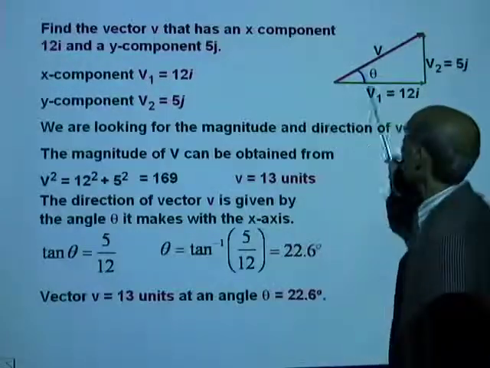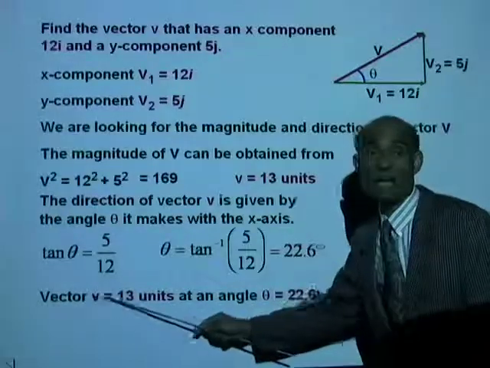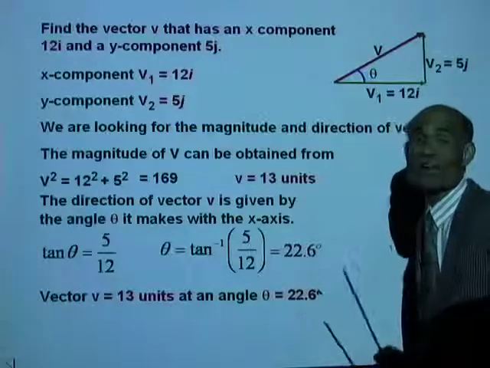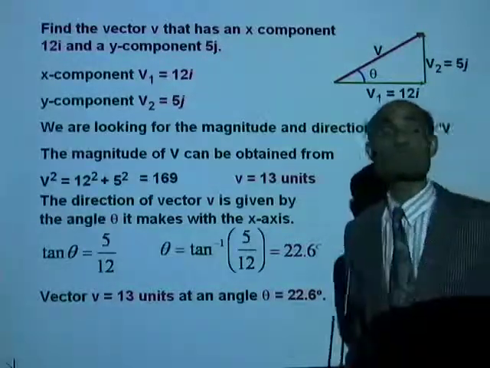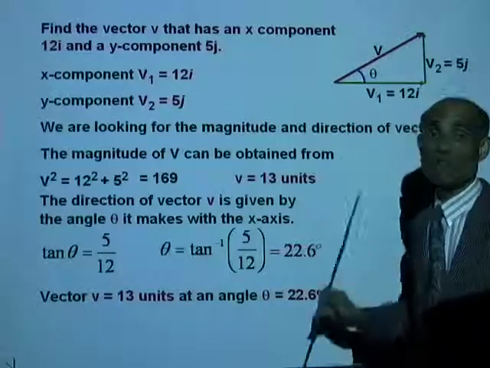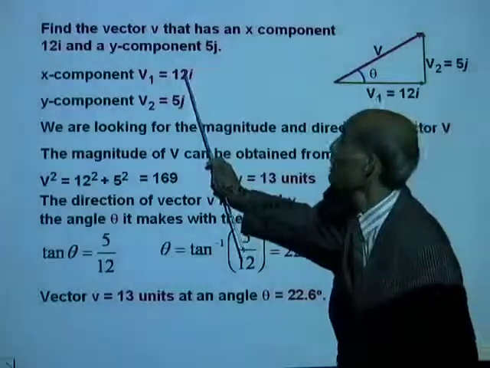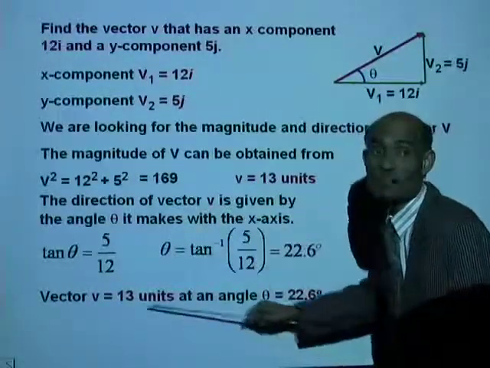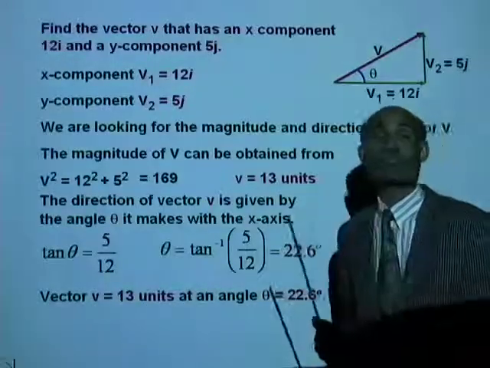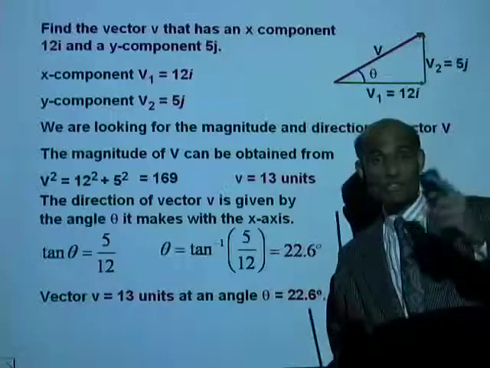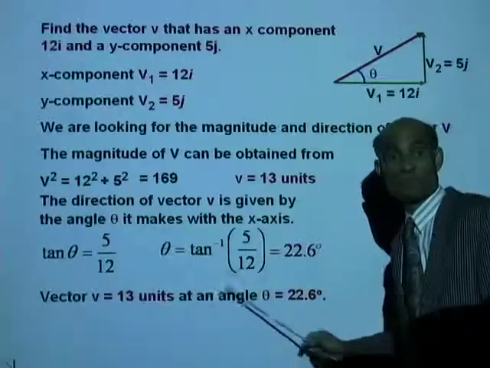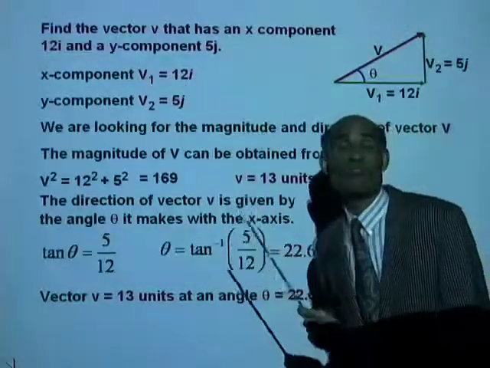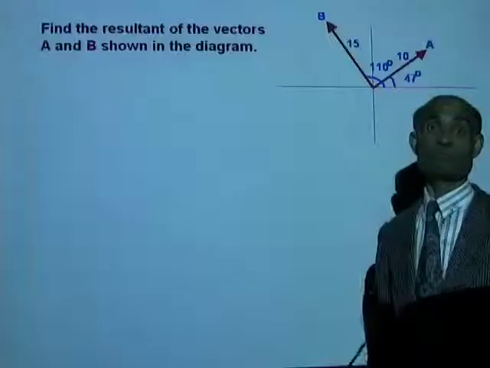So, we have now obtained that vector. That vector has a magnitude of 13 units. Its direction is given by the angle theta equal to 22.6 degrees. So, very important concept: if you know the components of a vector, you can find the magnitude and direction of that vector. And conversely, if I give you the magnitude and direction of a vector, you can find the x and y components of that vector.